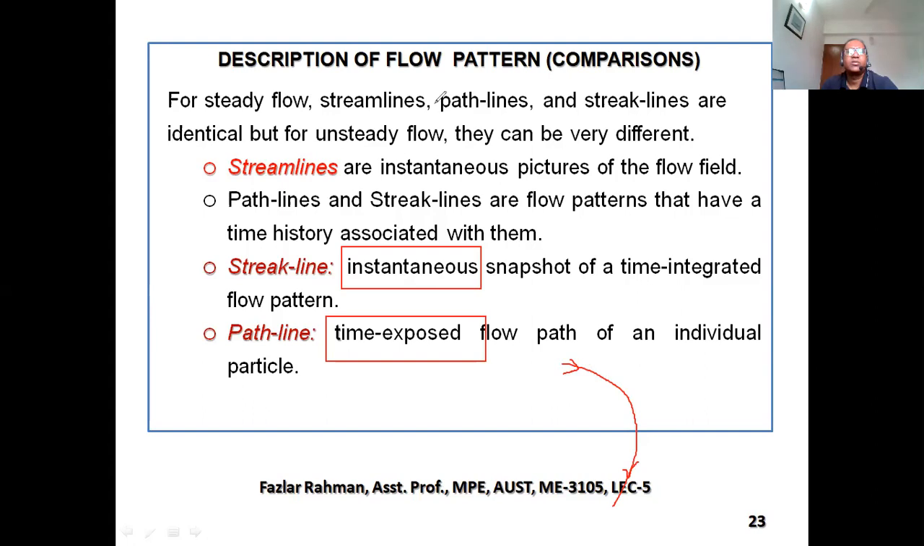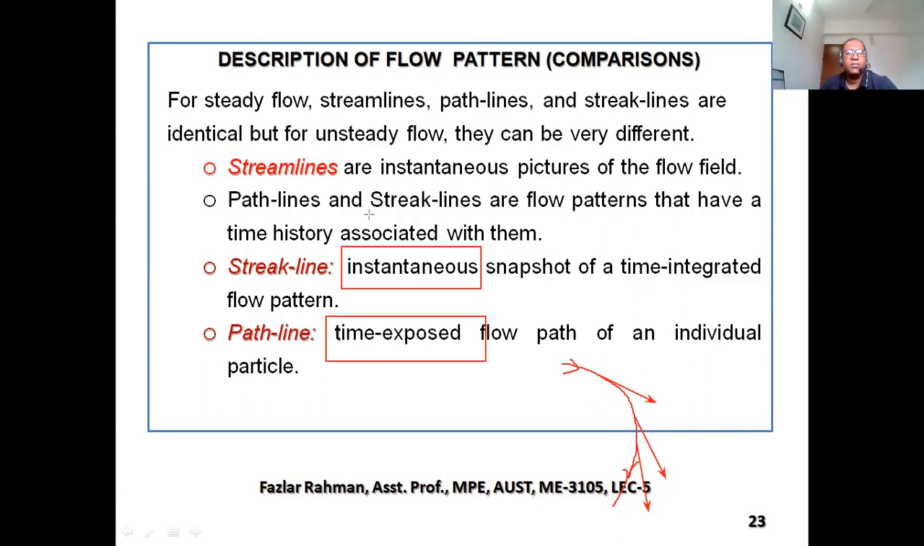So along the streamline, if you make a tangent here, this will give you the direction of the velocity. So at every point, the fluid element is changing the direction of velocity, as far as I draw it over here, right?